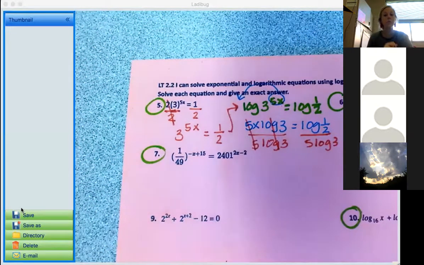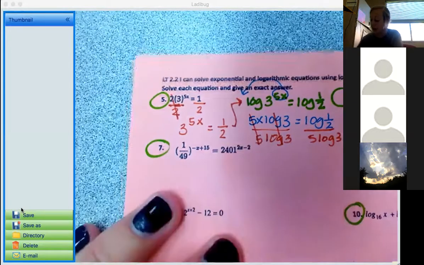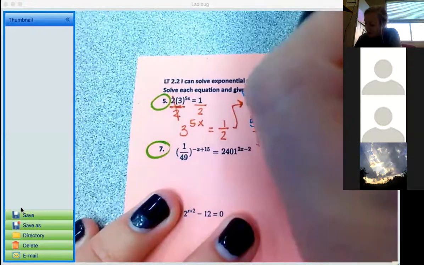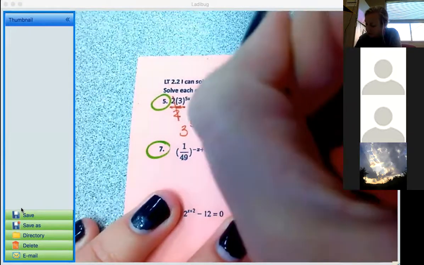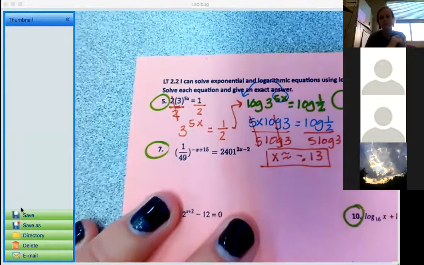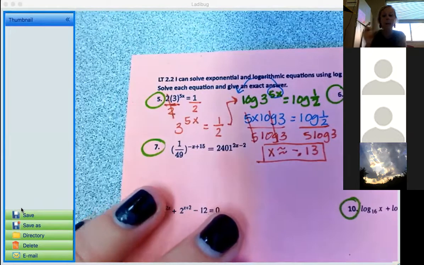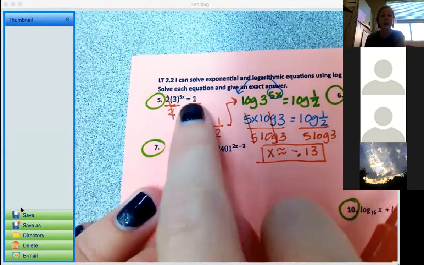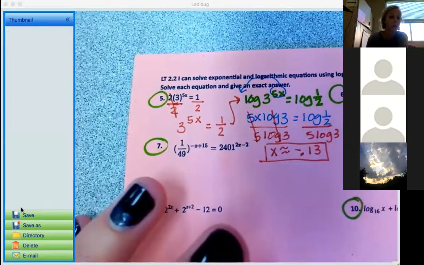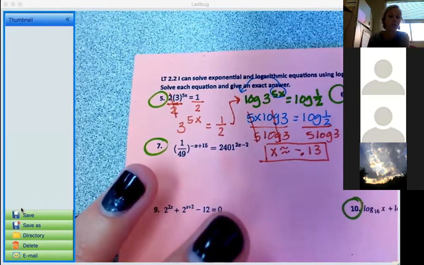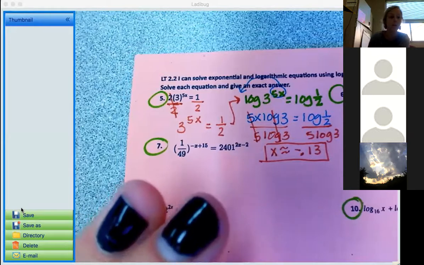All right, so if you do log of 1/2 divided by 5 log of 3, I got x is approximately negative 0.13. And if you plug that back in for x and check it in a calculator, it does work. So just make sure on your test you're checking your solutions, because sometimes they don't work.